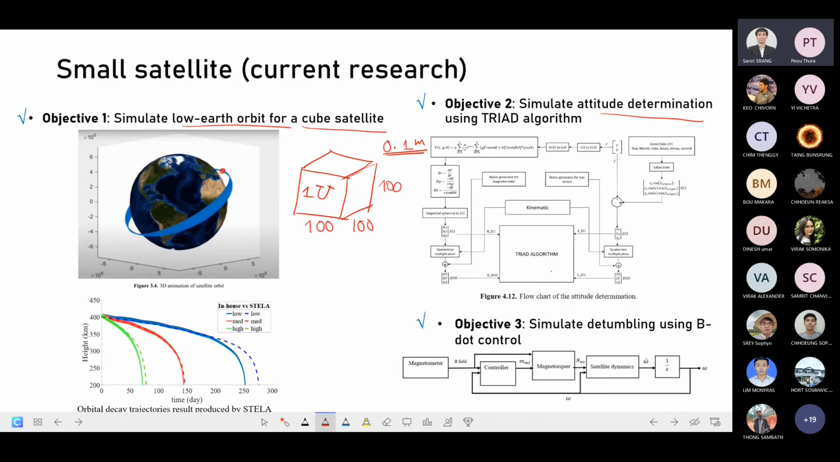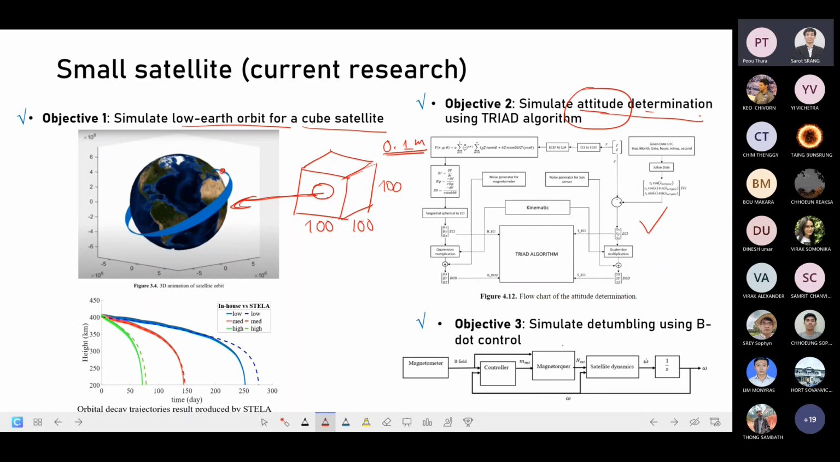Attitude means orientation. For example, if it has a camera, where the camera is pointing can be represented by a quaternion or rotation matrix. Finding the orientation of the end effector or the payload is called attitude determination. To find the attitude, we also need the orbit. So in this block diagram, there is a part for orbit simulation and also a part for attitude determination simulation.